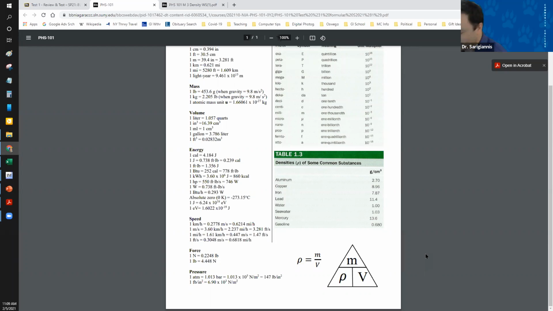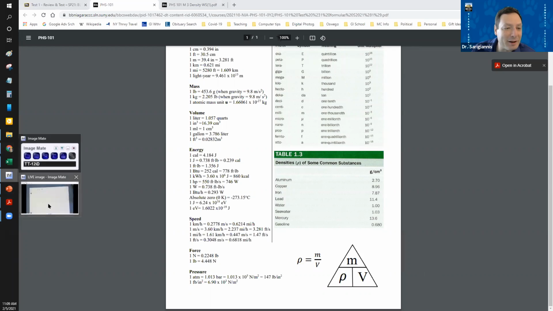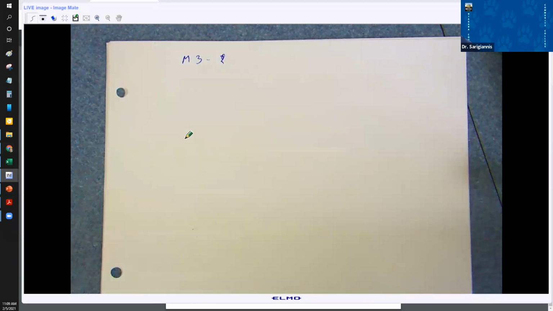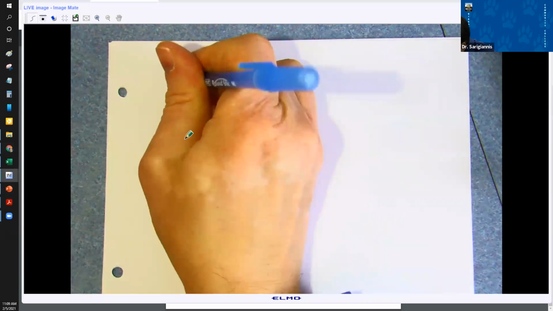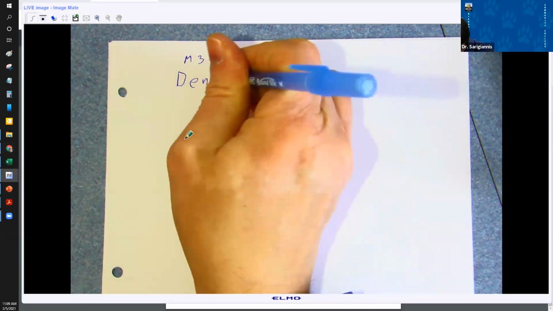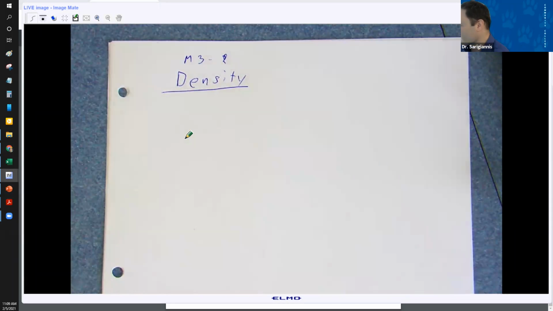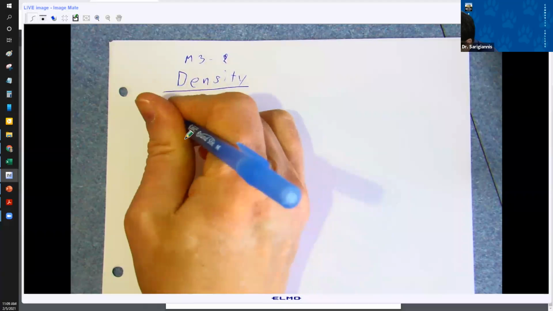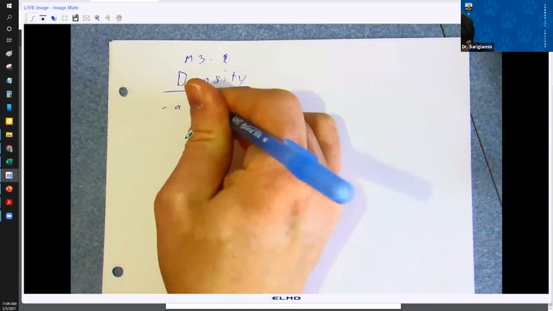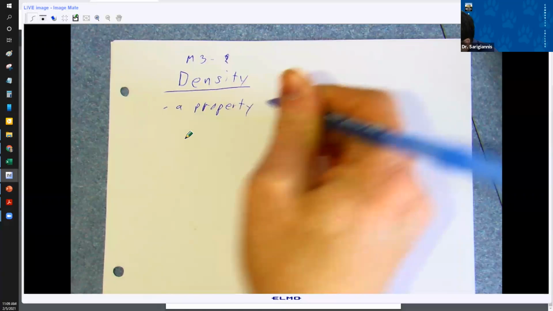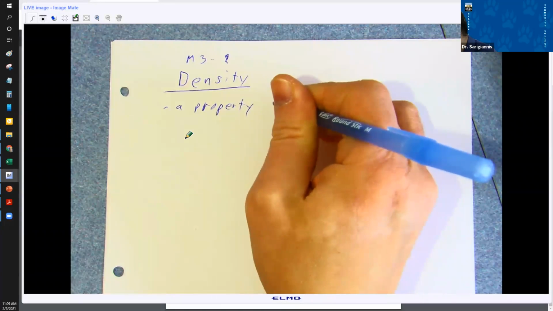So this is Mod 3, and let's talk about density. The density. All right, so density, first off, is a property of matter.